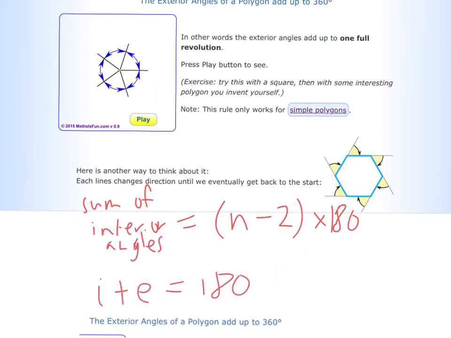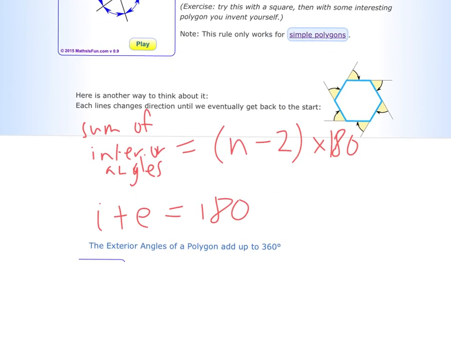So three things so far. Sum of interior angles is n minus 2 times 180. An interior plus an exterior is 180 degrees. And the sum of exterior angles of a polygon add up to 360 degrees.